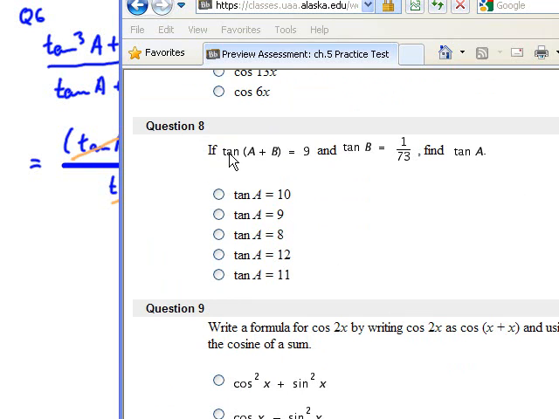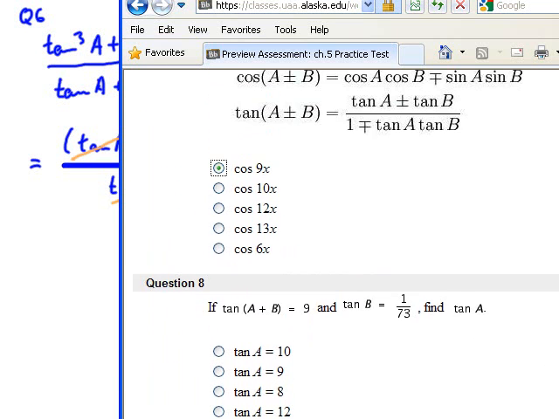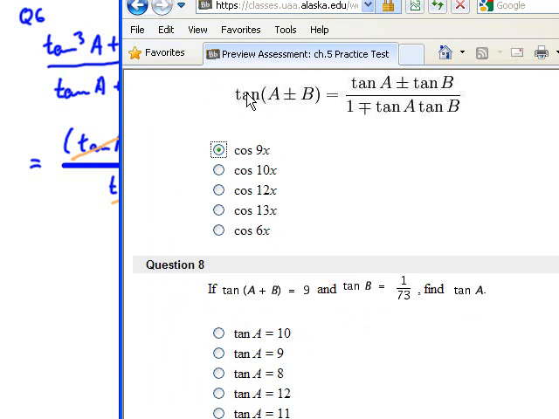Okay, question 8. So if tangent a plus b equals 9 and tangent b equals 1 over 73, find tangent a. Okay, there are several ways of doing it. There's the crude way of plugging it into the calculator and see what works. But the proper way is to do the algebra. And here the idea is, where do I actually start? They give tangent b and then they say something about tangent a plus b. Well, that means there must be some kind of identity that I use, and in fact that was in the last problem. Right there it is.